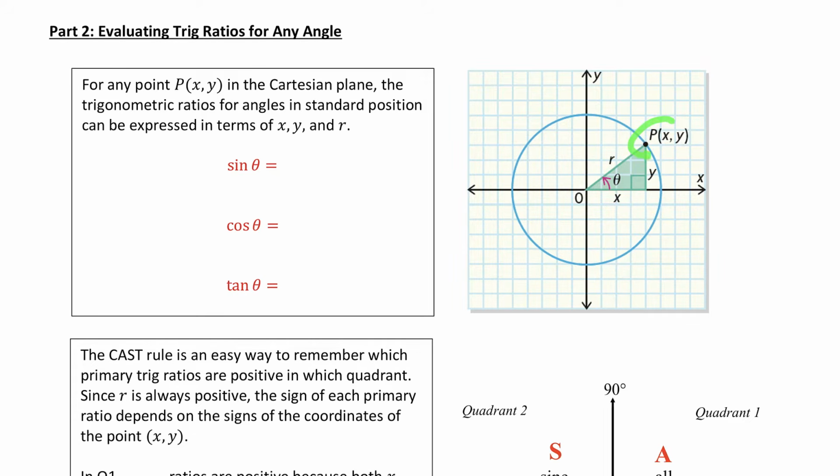Now, if this point of intersection with the circle is some point (x, y), to get to that point, I would have to go x units that way, which is why that side's called x, and then y units that way, which is why this side's called y. And this side is called r because it's clearly the radius of the circle. Now, if I express sine, cos, and tan of that angle in terms of these sides of this triangle, I can use x, y, and r.